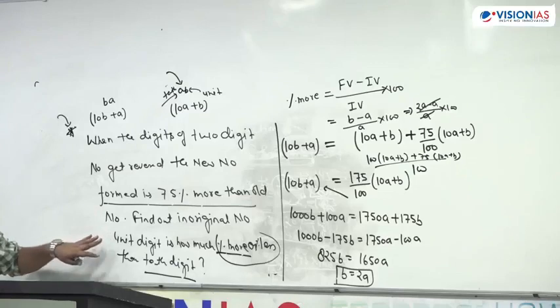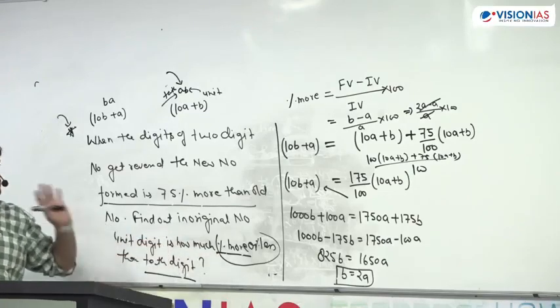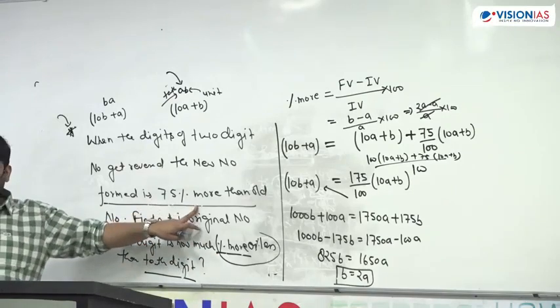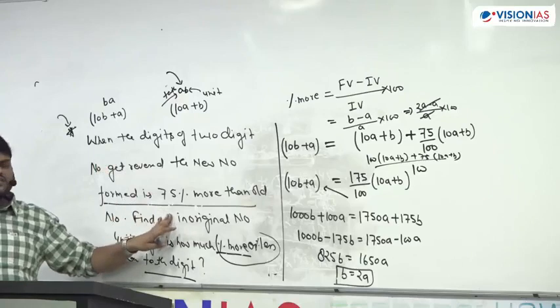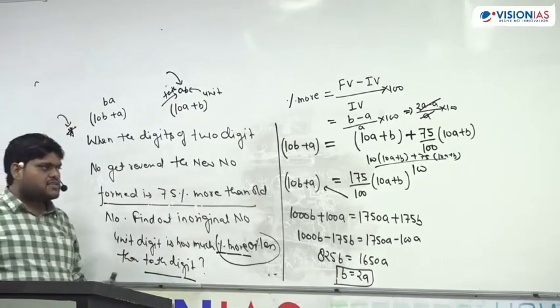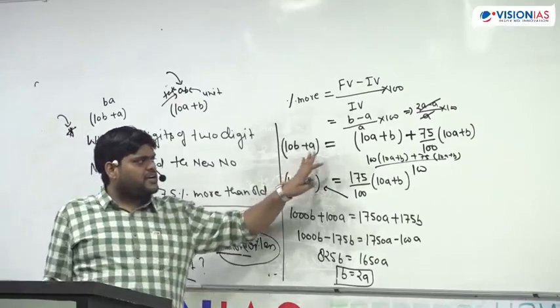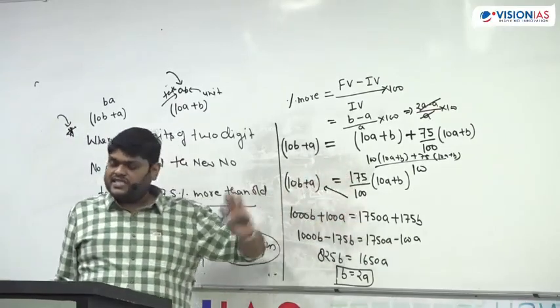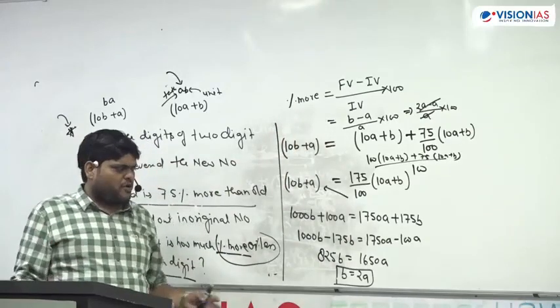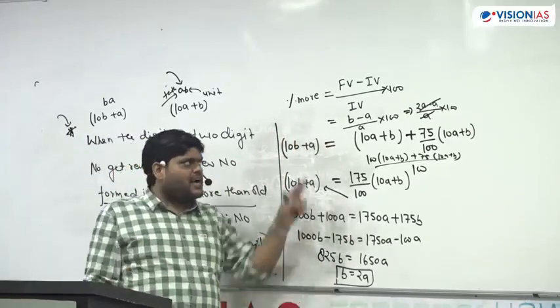Actually, if you understood yesterday's class, you know the meaning of percent more or percent less. If you know what 75% more than the old number means, if you understand this concept, you can simply solve it. Only two concepts are required. The first concept is the meaning of 75% more. The second concept is how to find percent more or less. And from here also you can solve it directly.